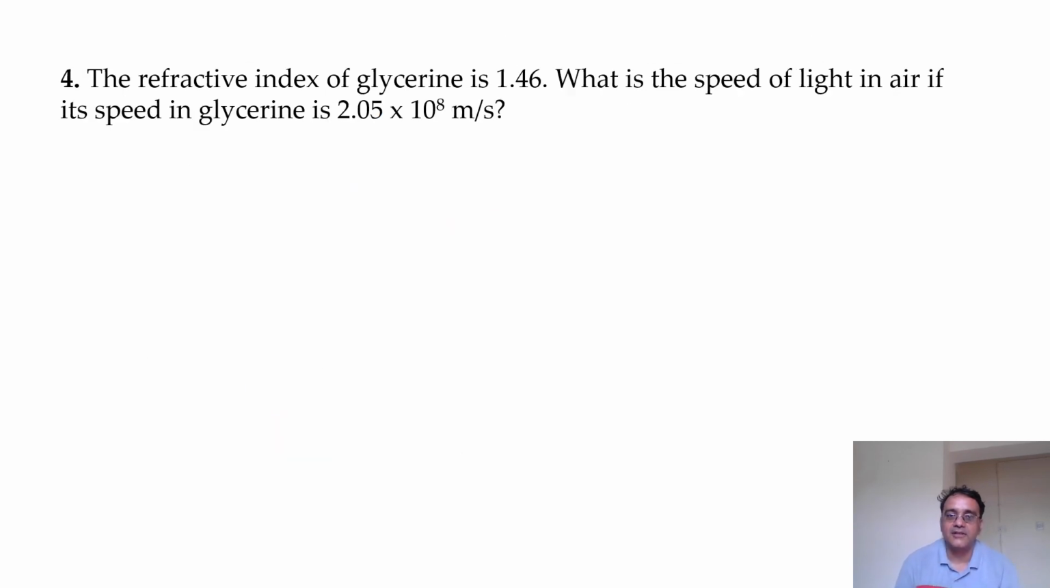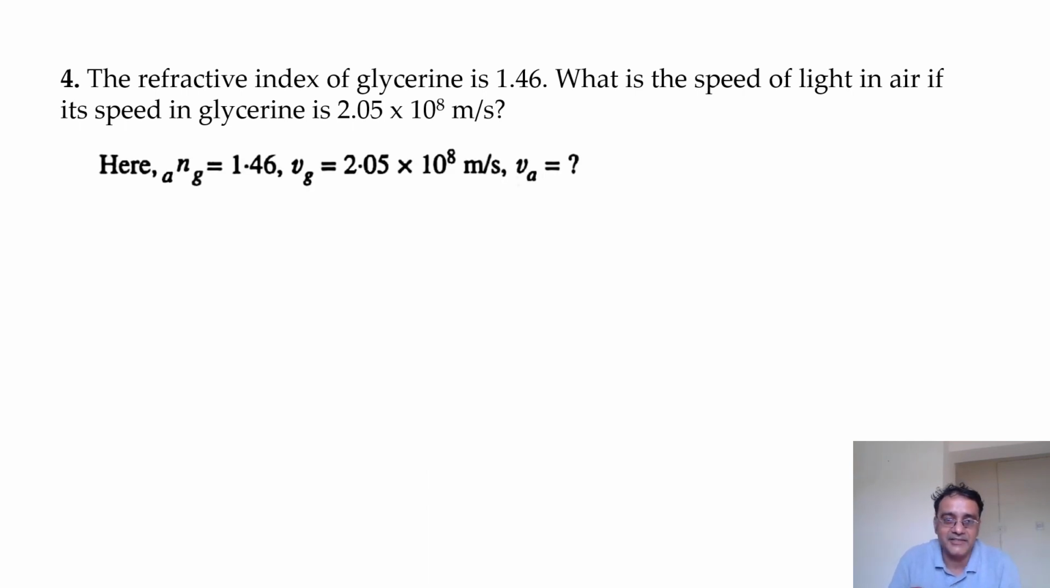So fourth example देख लेते हैं. The refractive index of glycerin is 1.46. What is the speed of light in air if its speed in glycerin is 2.05 into 10 to the power 8 meter per second? So यहाँ पे क्या क्या दिया हुआ है? Refractive index of glycerin is given, that is 1.46. उसको हम लोग Ng लिख लेते हैं with respect to A, and Vg, that is speed in glycerin, 2.05 into 10 to the power 8 meter per second, and we need to find VA, that is the speed of light in air.